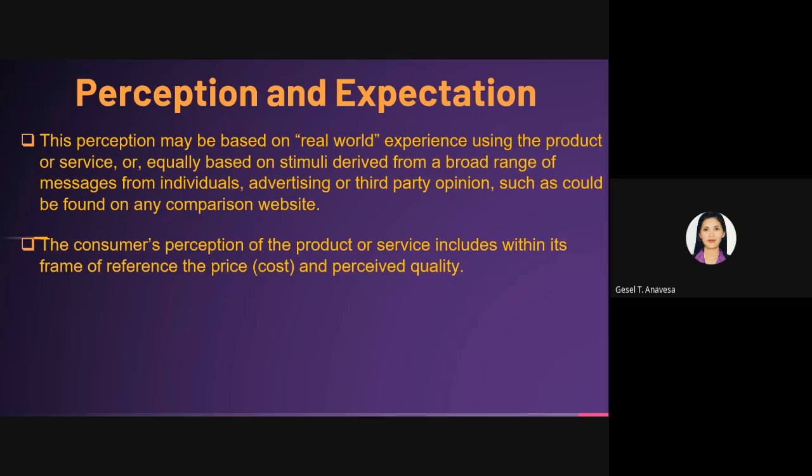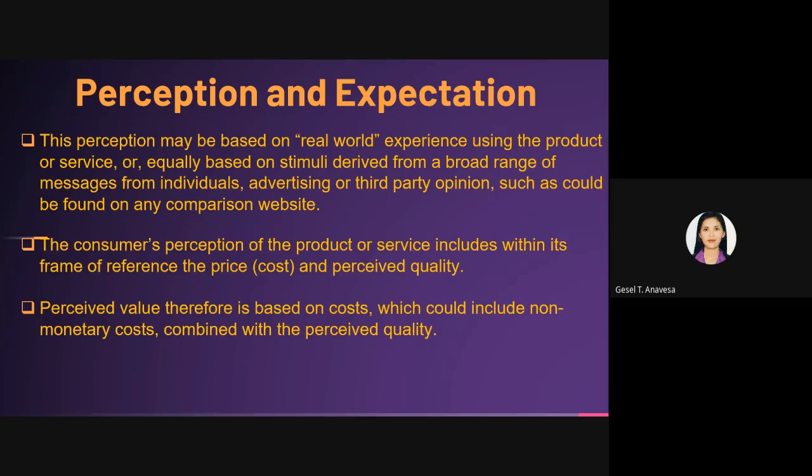Okay, so the consumer's perception of the product or service includes within its frame of reference the price, cost, and the perceived quality. Perception and expectation of the consumer about the product include its frame and also its quality. And then perceived value, therefore, is based on cost, which could include non-monetary cost, combined with the perceived quality. So it is the interpretation put on the vast range of visual and other stimuli that conditions their perception of particular products and services.